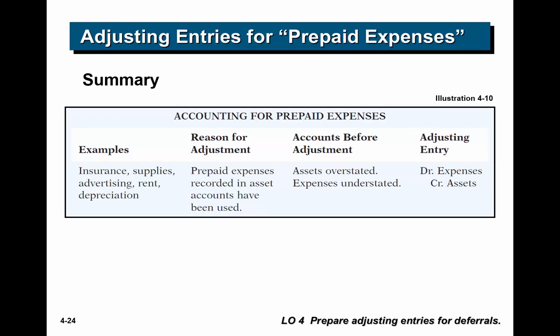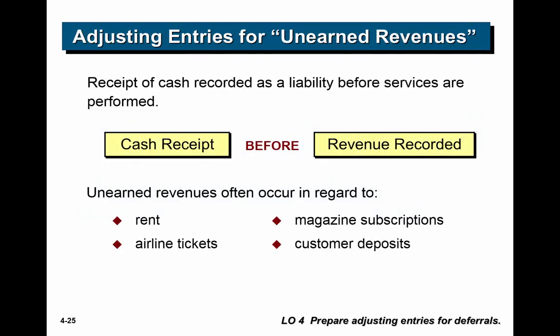Give some examples. The reason for the adjustment shows that we've used up the assets. And the adjusting entry almost always looks just like that, a debit to expenses and a credit to the asset. So how about unearned revenues? Remember, unearned revenues means when we receive cash before we earn the revenue.